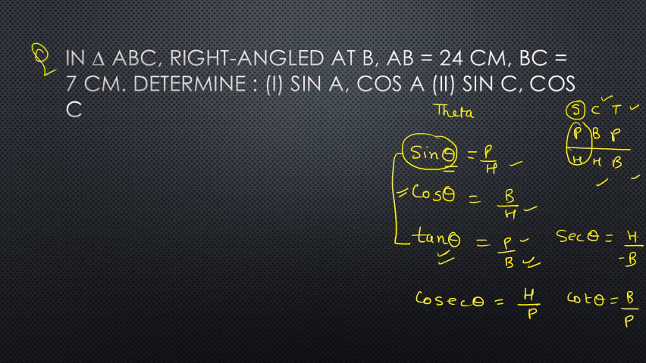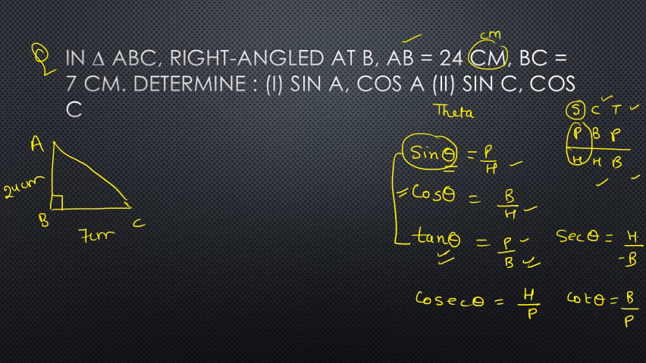Let's see this question. In triangle ABC, right angled at B, so let's draw it. So ABC, right angled at B. What we have is AB 24 centimeter. These should be in small. Okay, then BC is 7. You have to find the value of sine A. This has been taken from exercise 8.1, class 10th NCERT.